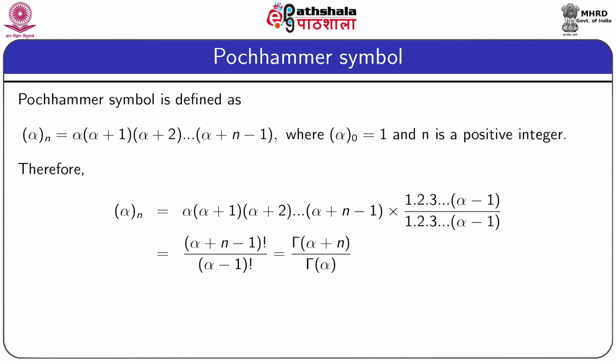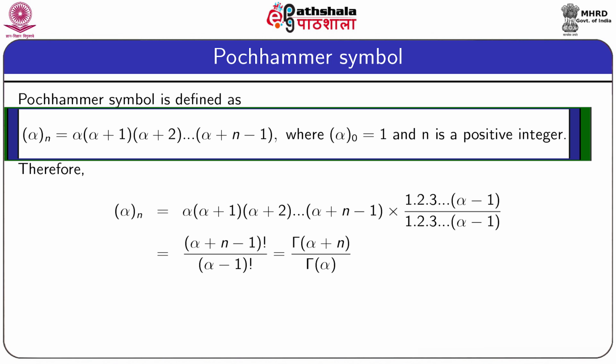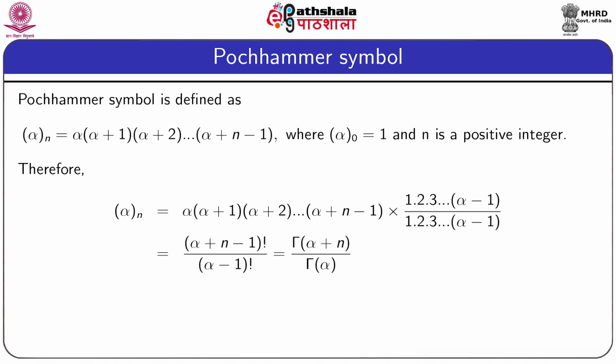Before moving further, let me explain the Pochhammer's symbol. The Pochhammer's symbol is defined as, the notation is alpha suffix n, which is equal to alpha into alpha plus 1, alpha plus 2, dot dot dot, alpha plus n minus 1, with alpha suffix 0 equal to 1 and n is a positive integer. Please note, the easy way to remember this is, if it is alpha suffix n, the ending term will be alpha plus n minus 1, which is 1 less than this particular integer.